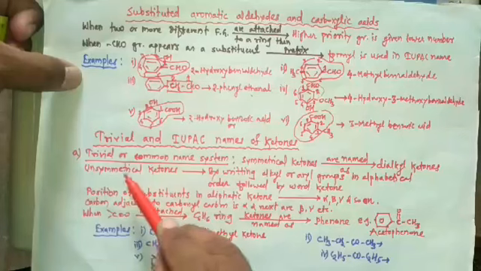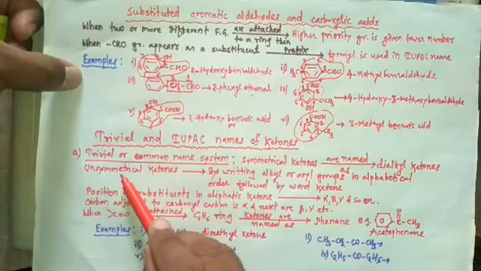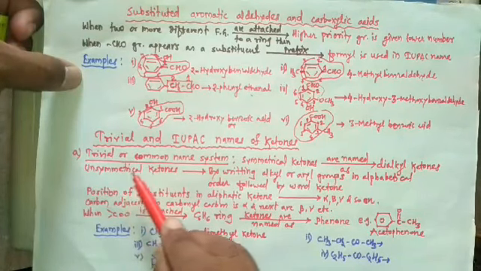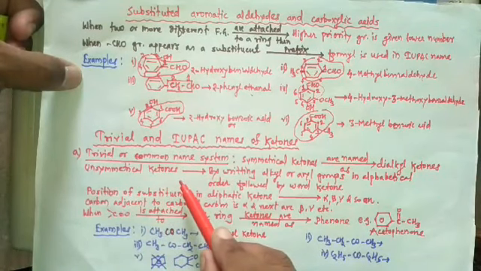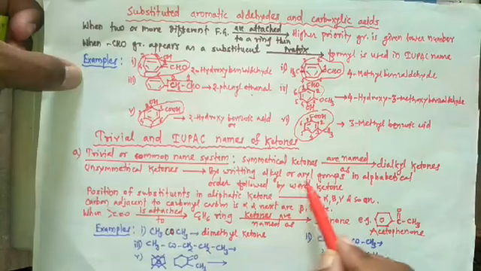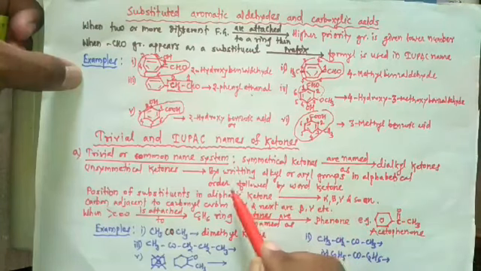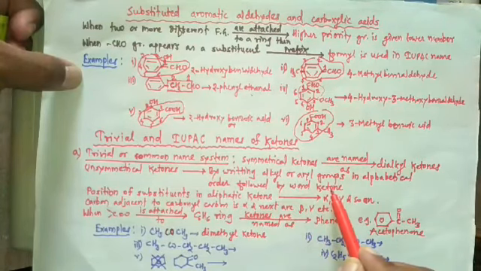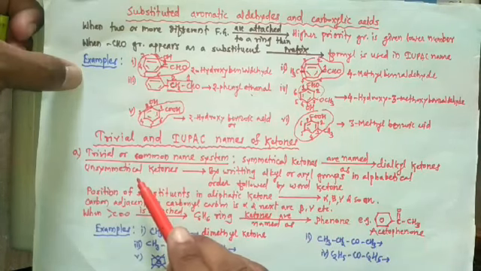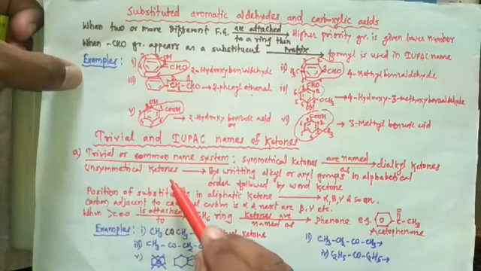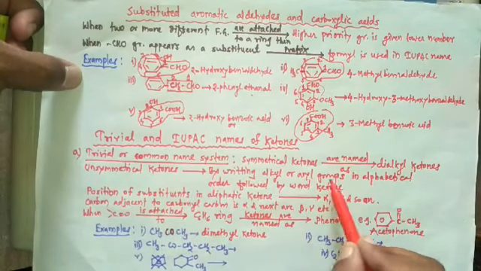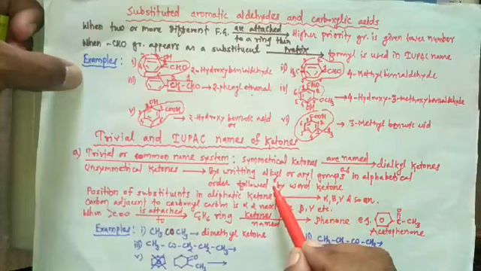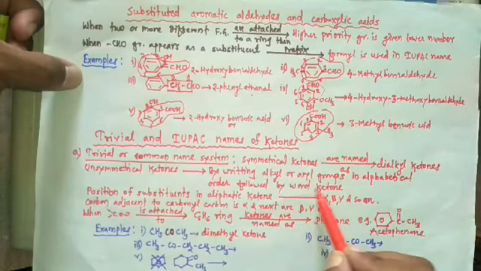Then if the ketone is unsymmetrical, it is named by writing alkyl or aryl groups in alphabetical order followed by the word ketone. If the ketone is unsymmetrical, at that time the name is derived by writing alkyl or aryl groups in alphabetical order followed by the word ketone.